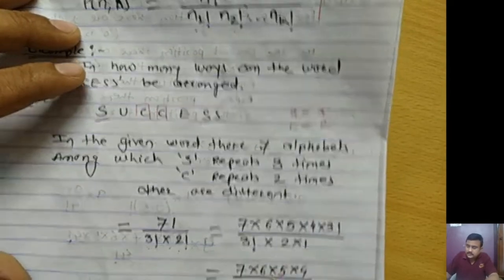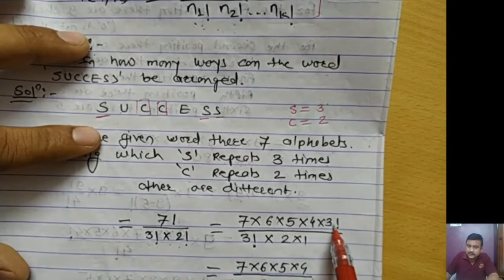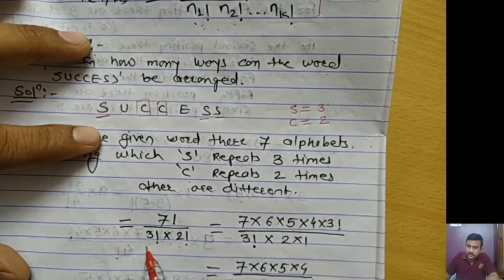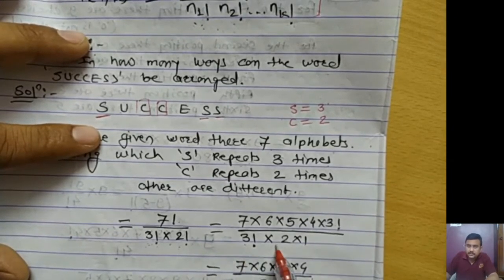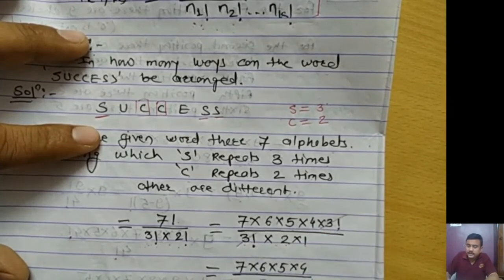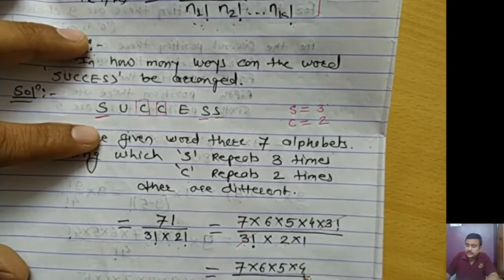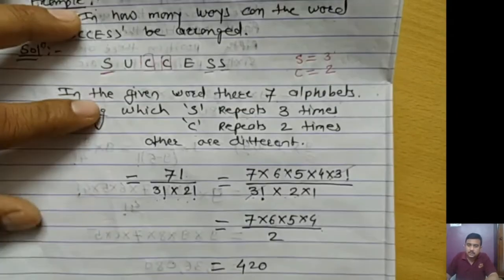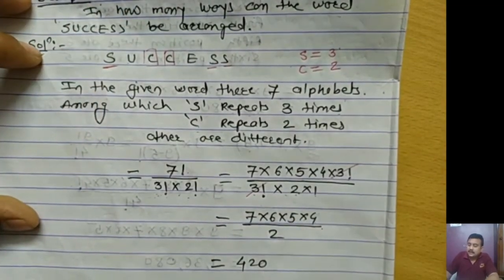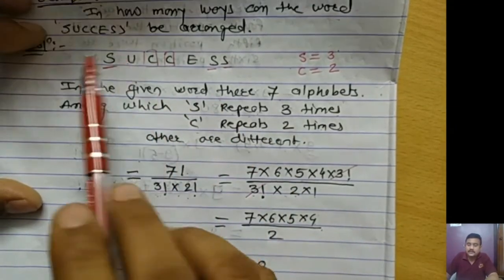So we solve this: 7 multiplied by 6 multiplied by 5 multiplied by 4 multiplied by 3 factorial. We are writing 3 factorial just because we have 3 factorial in the denominator also. So 3 factorial multiplied by 2 factorial can be written as 3 factorial multiplied by 2 into 1. 3 factorial gets cancelled. Now 7 multiplied by 6 multiplied by 5 multiplied by 4 divided by 2. So the total equals 420. It means that in 420 ways we can arrange or rearrange the word success.